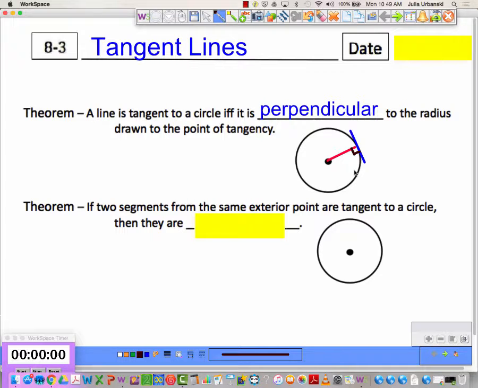Questions on that? All right, so it's not anything hard. All it's saying is that when you have a tangent line and a radius, you will find a right angle. And those right angles are going to show up in our problems.